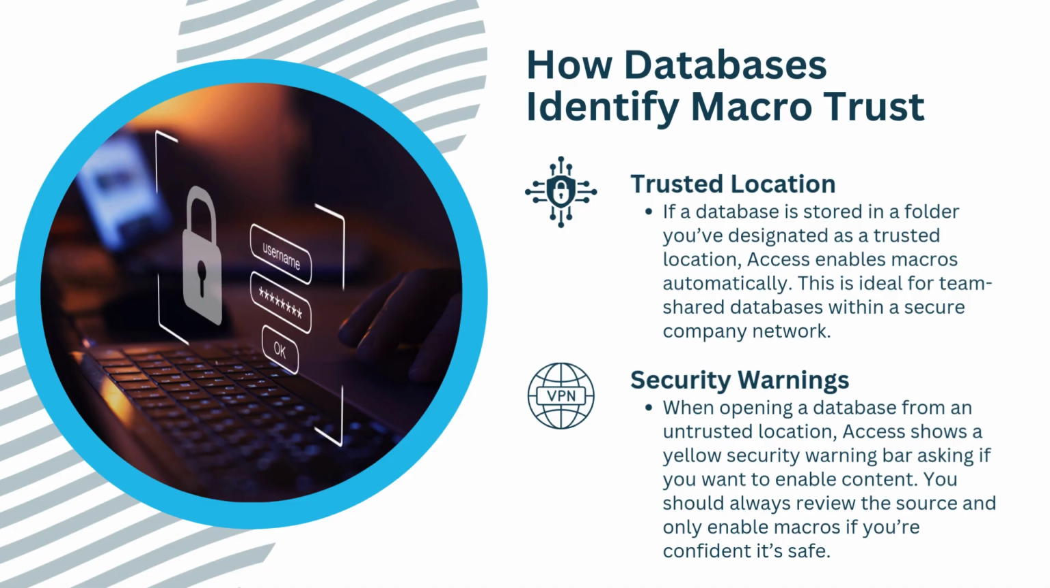So how does Access help you manage this? When you open a database that is not in a trusted location, you'll see a yellow security warning bar across the top of the screen. This bar gives you the option to enable content, but think twice before clicking it. Only enable macros if you know the file is safe. On the other hand, if you've stored your database in a trusted location, like a secure network folder, Access will automatically enable macros without warning, which can be helpful for shared databases. Just make sure only trusted people can put files in that location.